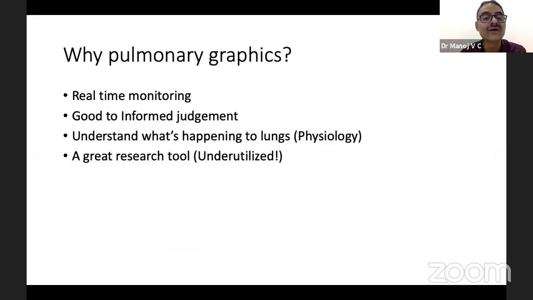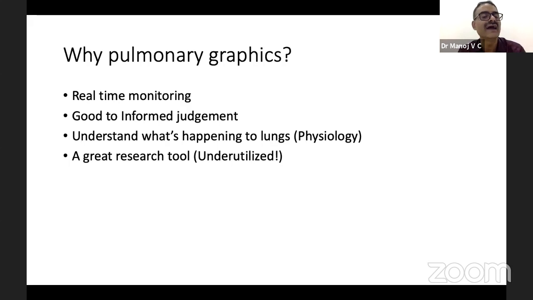So if this is how it is done, then you should actually know why you want to do it. Because as I said, clinical profile is what we always go by. We cannot do blood gas all the time, so it's good to have an ancillary, something to aid you when you look at the clinical profile of the baby, and that's where pulmonary graphics comes in, and it's a real-time monitoring that you get.